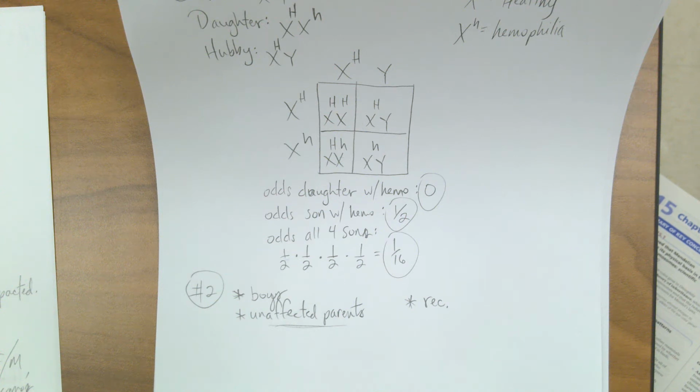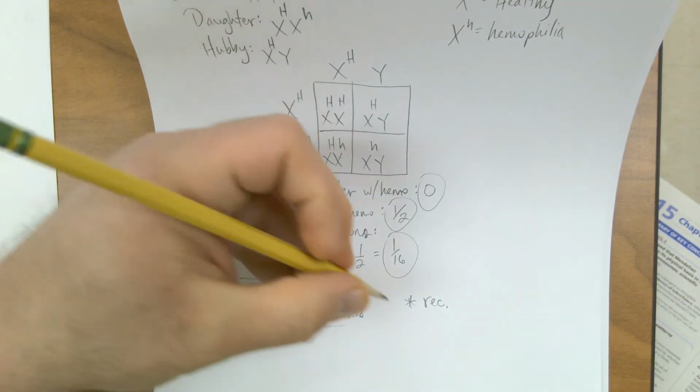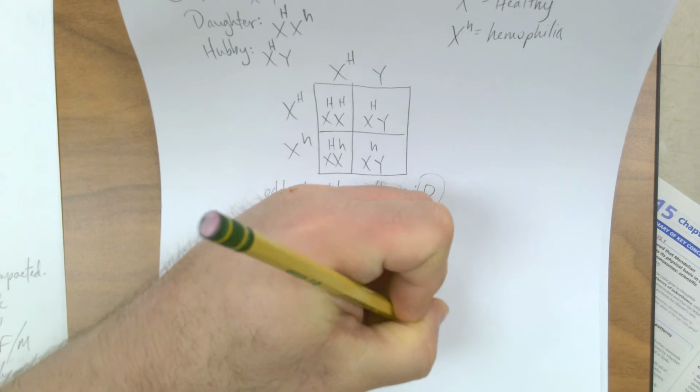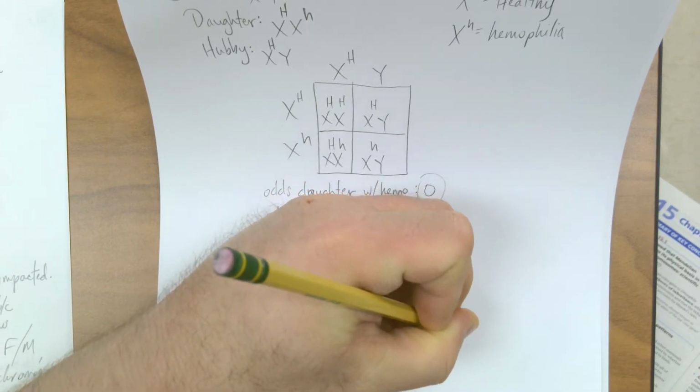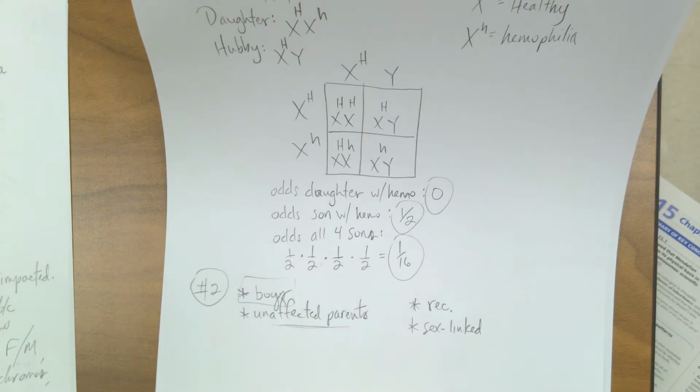Let's see. Is this inheritance sex-linked or autosomal? Well, since it's affecting males and females differently, it is likely that it is sex-linked or X-linked. How do you know? Explain why the disorder is almost never seen in girls.